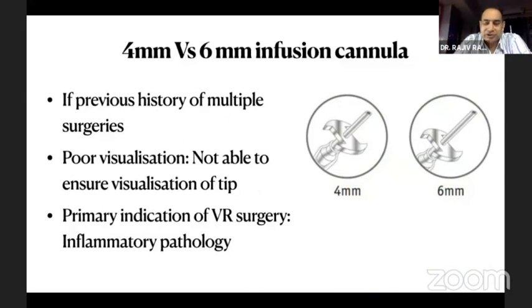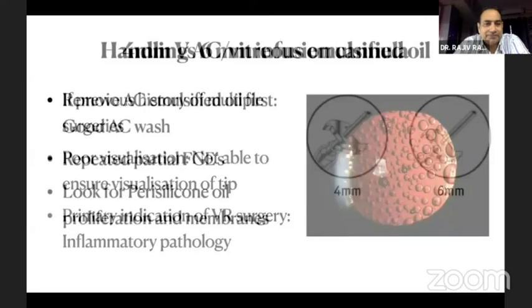Again, the choice whether to use a 4 millimeter infusion cannula or a 6 millimeter, a longer cannula. If a patient had a previous history of multiple surgeries, better to use a 6 mm cannula. If there is poor visualization and you are not able to visualize the tip of the cannula, again use a longer one. And if the primary indication of the vitreous surgery was an inflammatory pathology, again, I tend to use a 6 mm cannula while removing the oil.